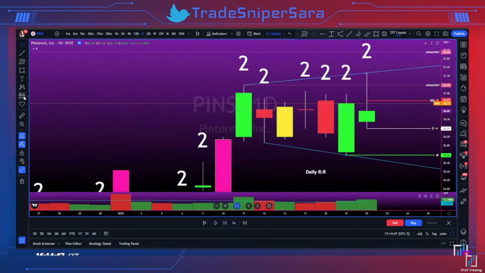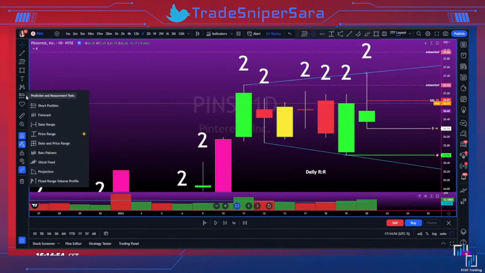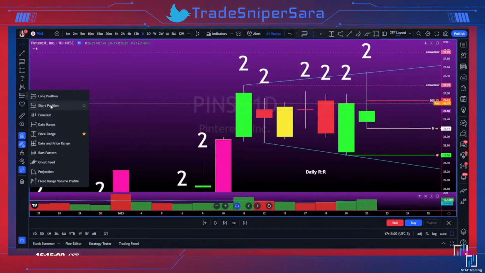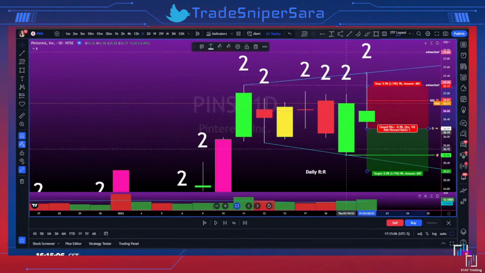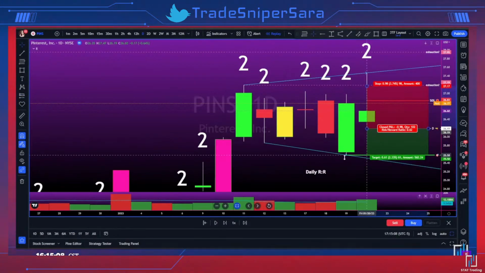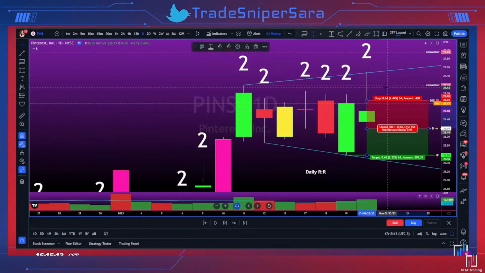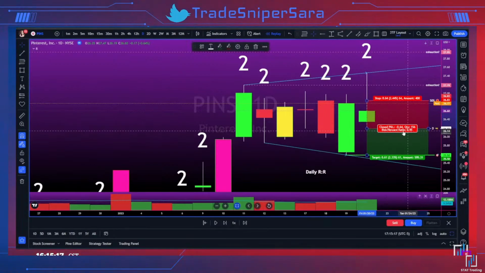So TradingView has this really cool tool. If you go over here, see where my mouse is on the left side of the screen, you can pick if you're looking at taking a short position or a long position. So what you do, click on it, put it on your entry, and then move your target to your target and where your stop would be. And what you want to look at is this risk reward ratio.